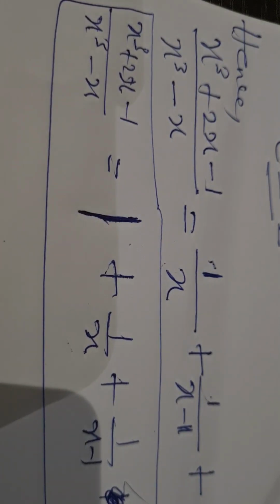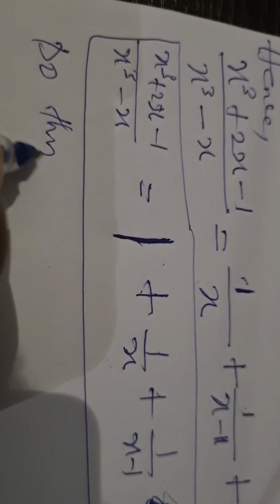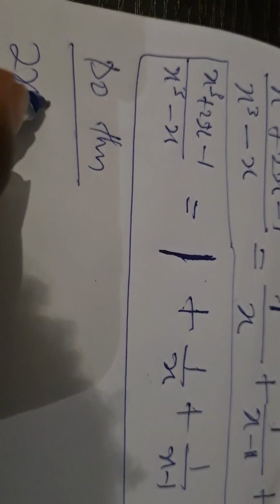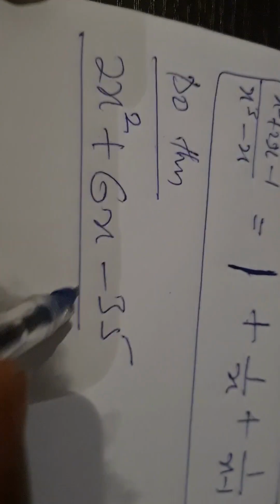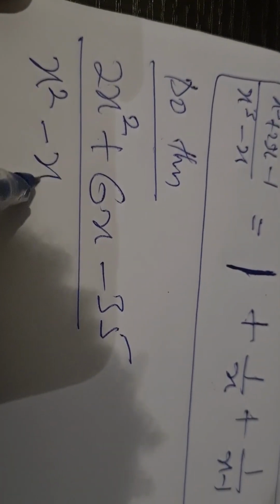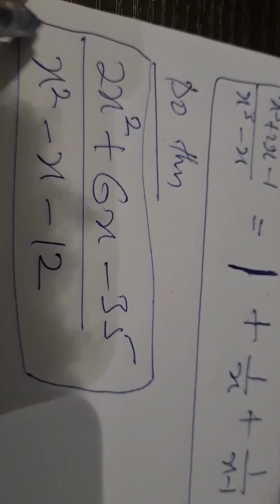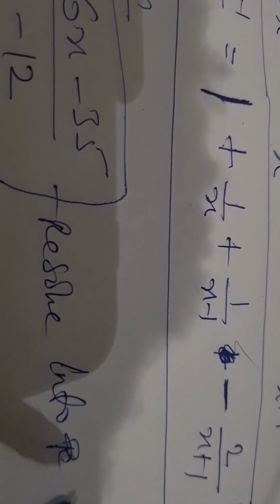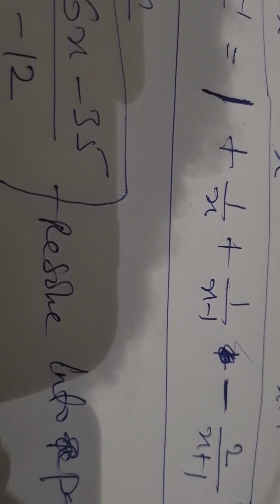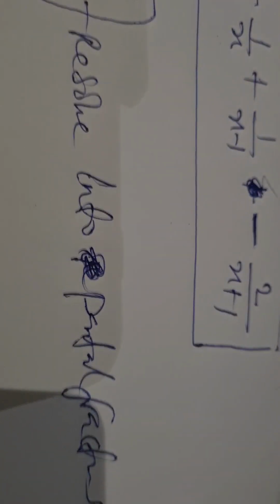So I'm going to give you one to solve. So this question, do this. 2x squared plus 6x minus 35 all over x squared minus x minus 12. Right? So do this and resolve into partial fractions.